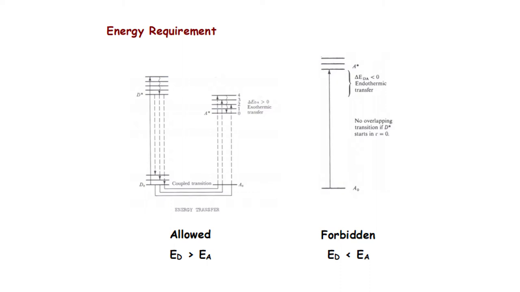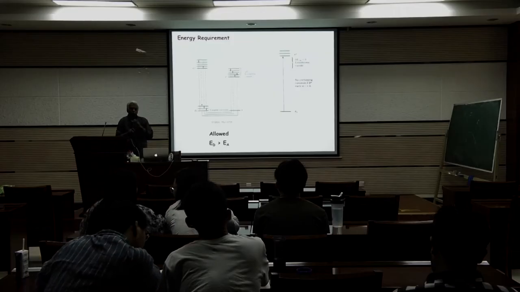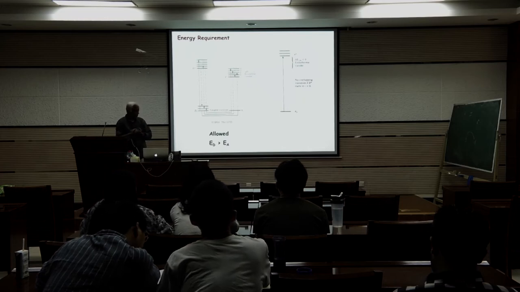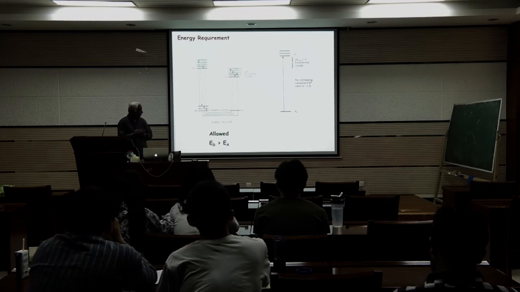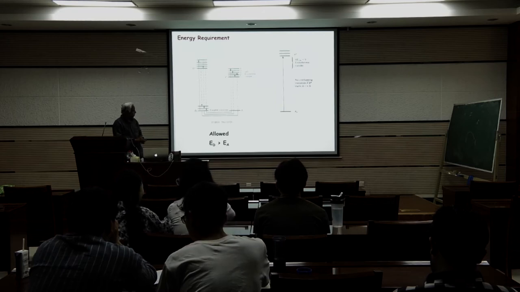So the first rule is, for the energy transfer to work out, the energy of the donor must be higher than the acceptor. If it is not higher than the acceptor, now as she said, it can be equal, but equal is going to be a bit slow transfer. Okay? In this one, if you notice, the donor is higher than the acceptor, and in this case, it is not allowed, it is forbidden, because the acceptor is higher than the donor. Okay? This is simple.